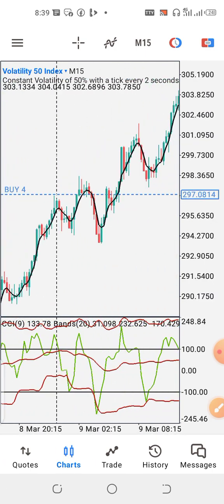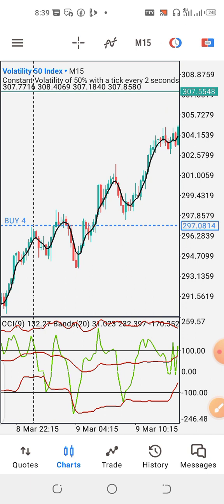Let me show you where I entered. Here is where I entered the trade. I didn't wait for window 1 indicator to meet, but I entered, guys. I entered when my CCI is below the minus 100 level, and also my Bollinger Band is also below the minus 100 level, and it crossed above. When it crossed above, what I am looking for now is here, guys.